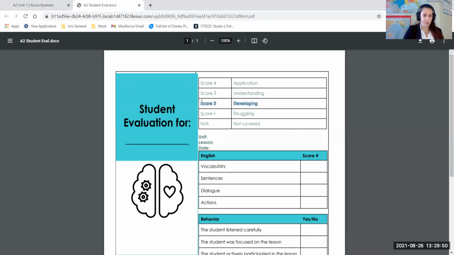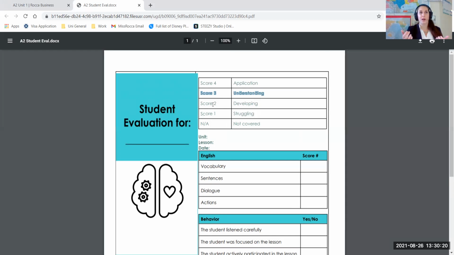Number 2 is developing. So this is maybe they're giving one-word responses. So they understand what they're supposed to be saying, but maybe they're just struggling or they need a little extra support in order to say the full thing. So for example, if you're asking them, "What is this?" and they say head, and you need to prompt them to say, "This is my head," then they might be in the developing stage.